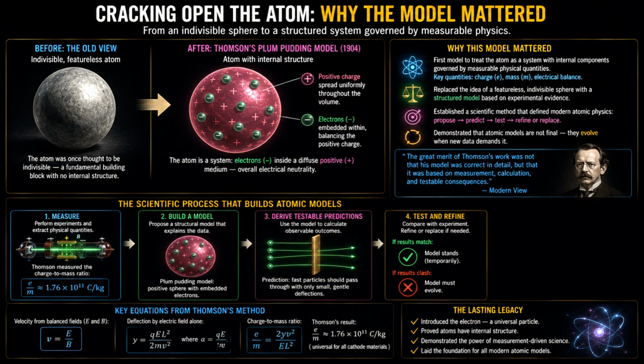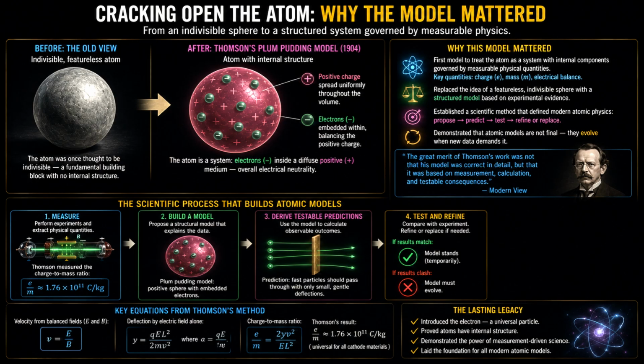Even though later experiments would show the plum pudding model was incorrect in its details, its scientific value was enormous. It was the first model to treat the atom as a system with internal components governed by measurable physical quantities, charge, mass, and electrical balance, rather than as a featureless, indivisible sphere. It established a method that would define the next half-century of atomic physics: propose a structural model based on experimental data, derive testable predictions from it, and then refine or replace the model when new data demanded it. This is the core process of how atomic models actually get built.